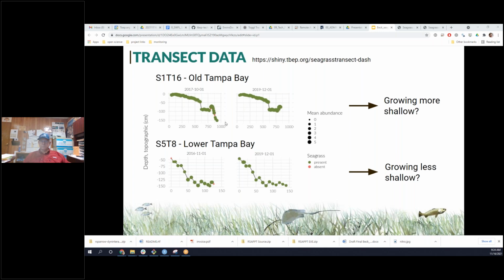So this is one transect for Old Tampa Bay. You see the seagrasses, looking at 2017 versus 2019 late season when the images were acquired by the district. You do see in this transect, it looks like it might be growing more shallow. Here's one for Lower Tampa Bay. You squint, not really sure, but it does look like it might be growing slightly deeper in that part of the bay. Not really sure, but again, just making you guys think about other data sets that we can use to support this analysis.